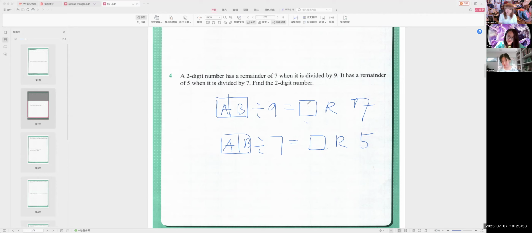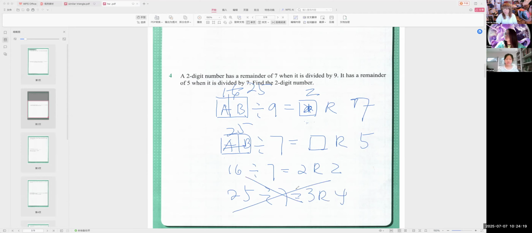How to do that? You can just put a 1 here, right? So if it's 1 remainder 7, the answer is 16, right? So you use 16 divided by 7 equals 2 remainder 2. So obviously 1 is not the right answer. So we can try what? We can try 2. So 2 remainder 7, so 18 plus 7 equals 25. So 25 divided by 7 equals 3 remainder 4. Obviously, 25 is not the right answer. Get it, Zoe? We list all the possible answers and find the right answers.